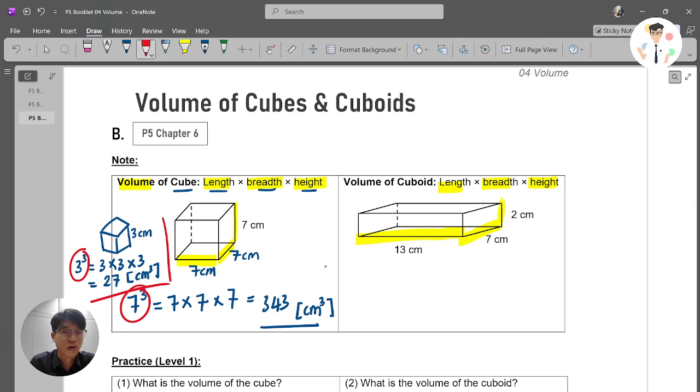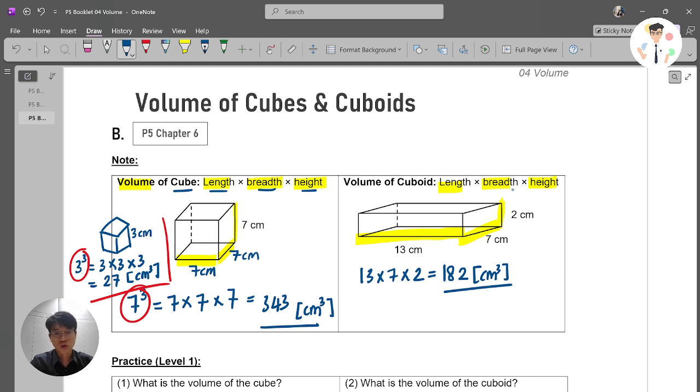Now let's look at the second one. How about volume of cuboid? The same thing. Volume of cuboid is the length times the breadth times the height. So it's just basically 13 times 7 times 2. You can just get your calculator and multiply, and you should get 182. And again, this will be in cm cube. Teacher, why cube? Because you multiply 3 different items, that's why 1, 2, 3, that gives you cube. Something simple, nothing tricky, that's it.